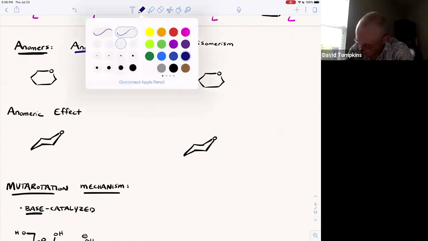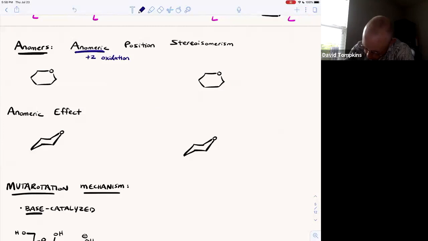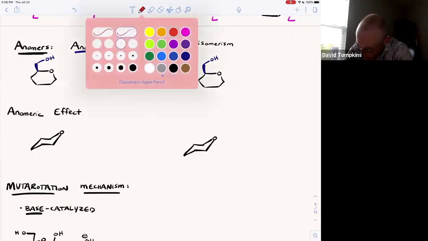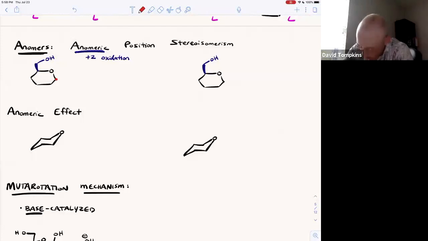And generally, as I said, for glucose, we draw that primary alcohol at the top left corner for D-glucose. And when it's above the ring, there are two distinct diastereomers that can be formed at the anomeric position. So I'll put the anomeric position here in red. This is the only carbon, once again, that has two bonds to oxygen atoms directly.